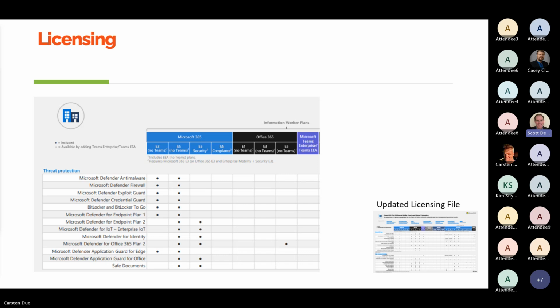You'll see there in that first one, with E3, you'll have some of the capabilities that are built into the core Windows OS, such as BitLocker to Go, Defender for Credential Guard, Defender for the Anti-Malware Service, and Defender for Endpoint Plan 1. But it really is E5 that opens up a lot of the capabilities that Carson was talking about. Combining that with both Sentinel and what you'll find in Azure is really what opens the door for you to have that holistic solution from an XDR perspective.